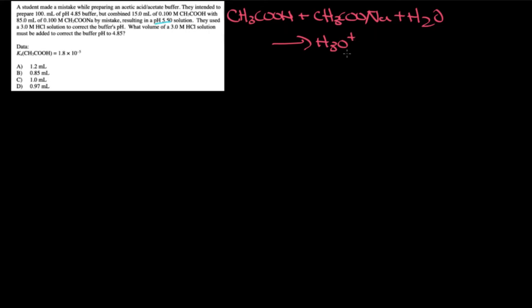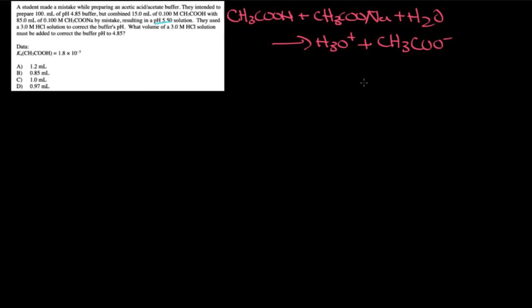And so actually, let me write out the full equation of what's happening here. We have CH3COOH, and then we have some CH3COO minus, or Na actually, and then plus water, and then on this side we get some of this dissociating, so we get some hydronium ions, and then we also get CH3COO minus, which is the conjugate base of our acetic acid, or acetate. And this is pretty much our buffer solution.